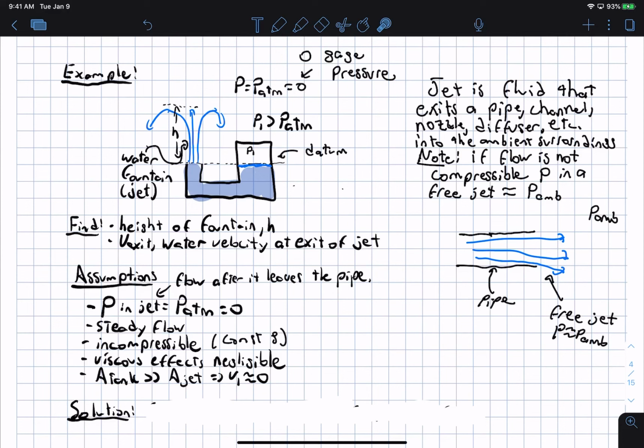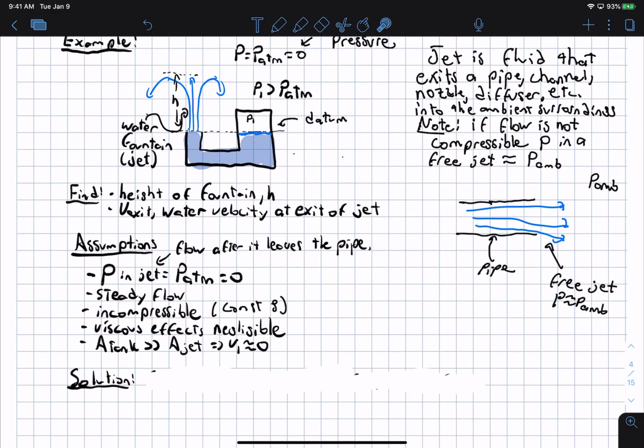When we start working with conservation of mass, we will work with this last assumption, and I'll show you more formally that this is actually true. Basically, this area here being much larger than this area here implies that the velocity of the water at the very top of the level is approximately 0. And notice this problem is defined such that the height of the water in the tank is equal to the height of the water leaving the exit.